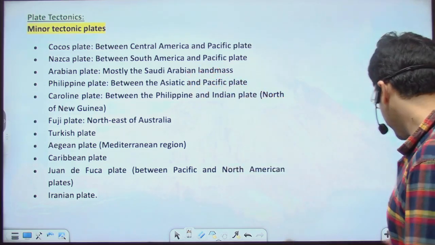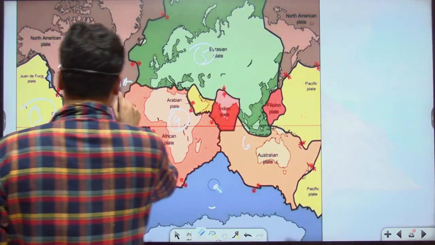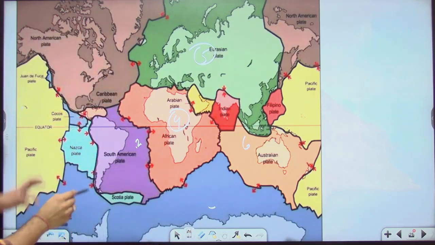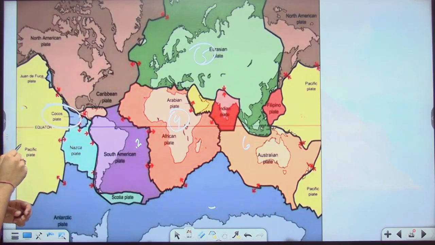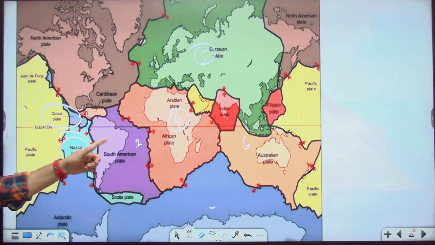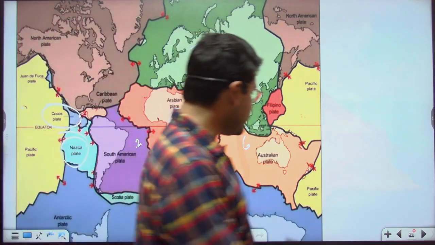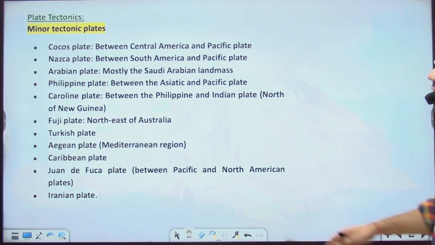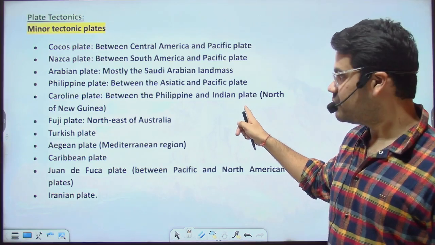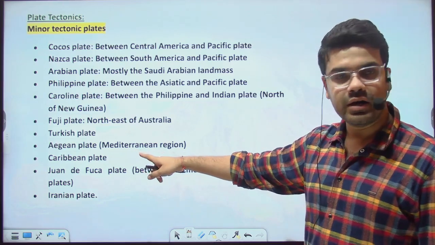Cocos plate, I'll show it on the map. You can see we have the Cocos plate here. The Cocos plate is between Central America and the Pacific. The Nazca plate is between South America and the Pacific. Okay, like the Philippine plate, a lot of plates are there. You just see the PDF. Okay, Arabian plate, Caroline plate, it's between the Philippines and India. Okay, Fiji plate, Australia. Asian plate, Mediterranean Sea.